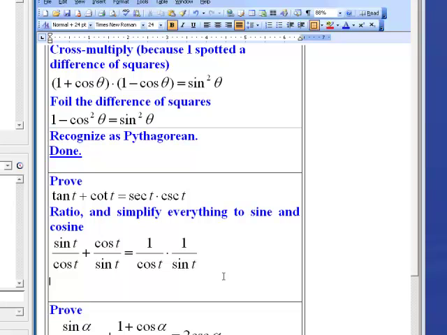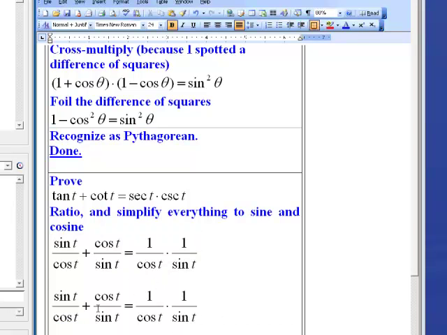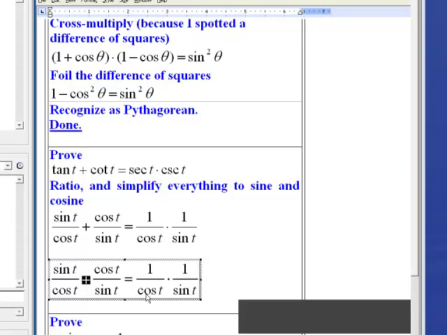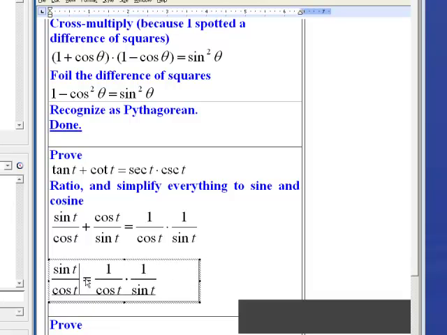In the next step, I may want to pay attention to the left-hand side. I have an addition of two fractions. On the right-hand side, I have a multiplication. That really doesn't fit. So what I may want to do is on the left-hand side just get one fraction out of it. So I add two fractions, which means I'm going to look for a least common denominator. The least common denominator is going to be cosine times sine. So as I get rid of this plus here and combine the two fractions, I will come up with a least common denominator of cosine times sine.